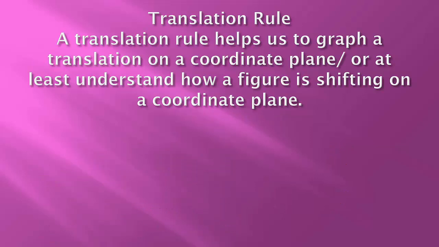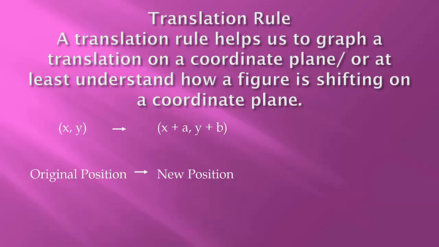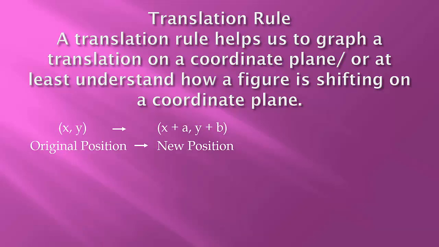A translation rule. A translation rule helps us to graph a translation on a coordinate plane, or at least understand how a figure is shifting on a coordinate plane. So an example of one rule would be (x, y) forms (x + a, y + b). Within this rule, (x, y) is the original position of any point on our coordinate plane.